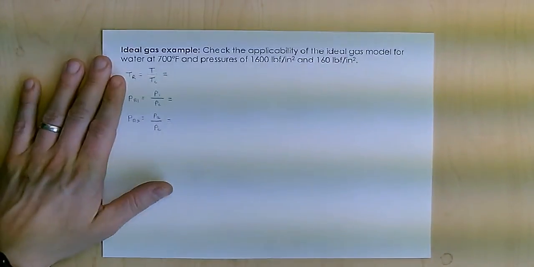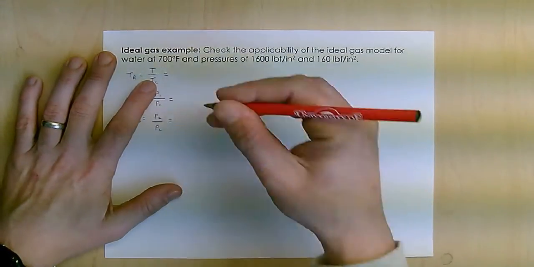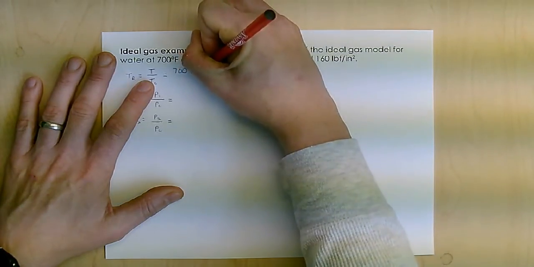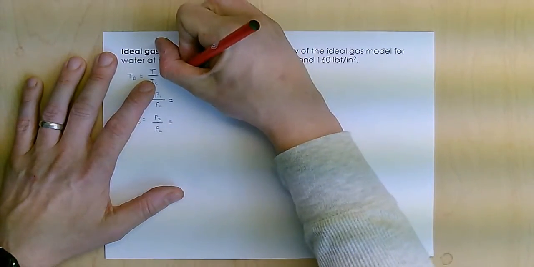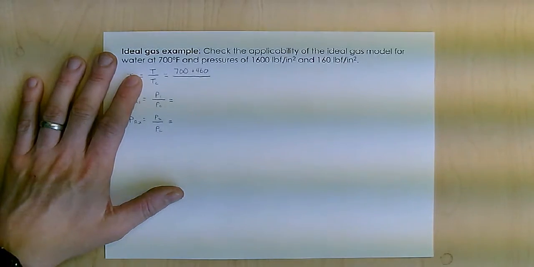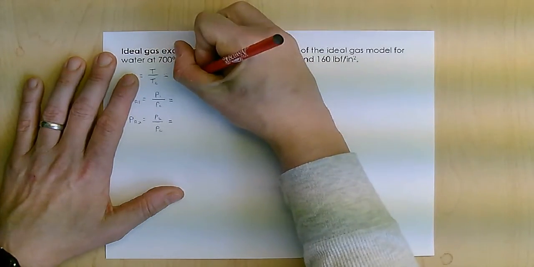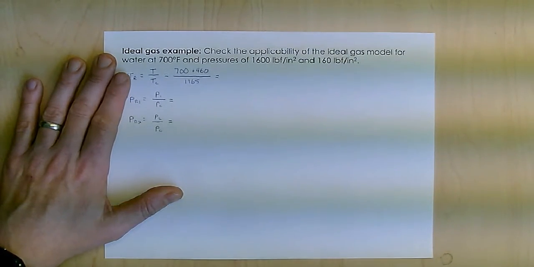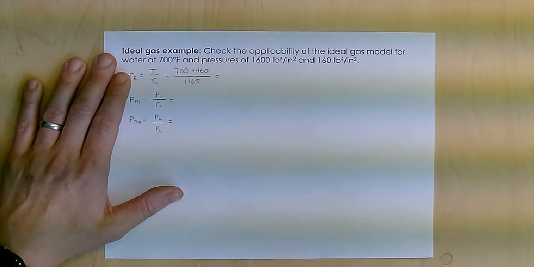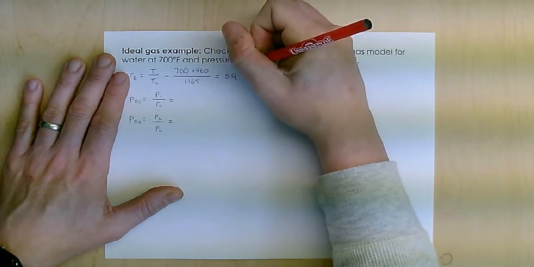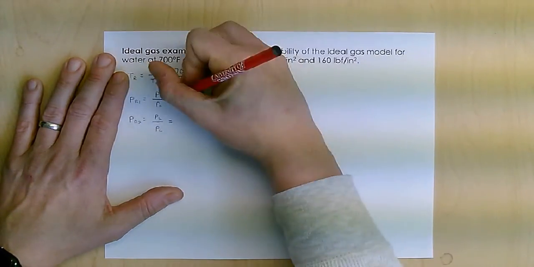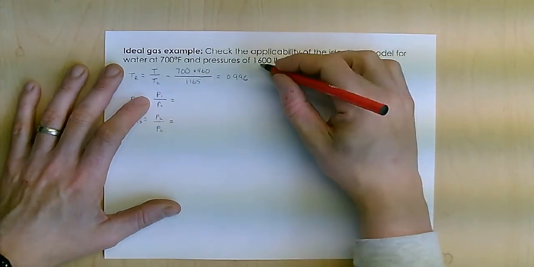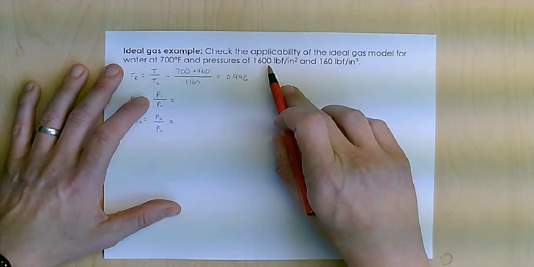Starting with temperature, my current temperature is 700 degrees Fahrenheit, so I need to convert that to Rankine by adding 460 to it, then dividing that by the critical temperature in Rankine, which is 1165, which gives me a reduced temperature of 0.996.